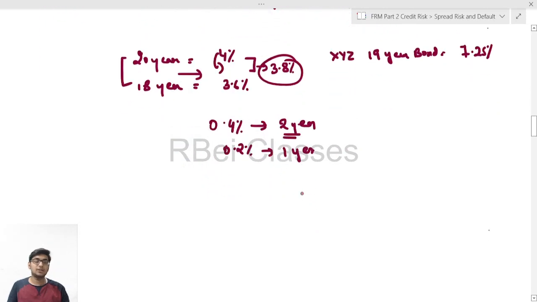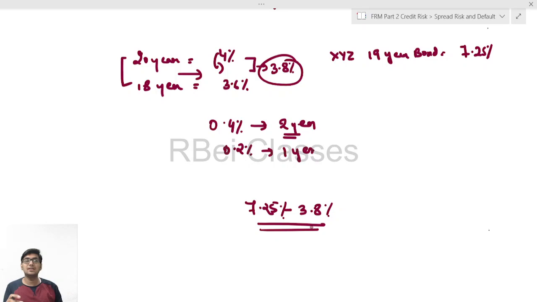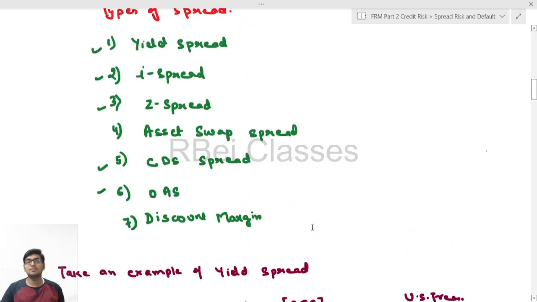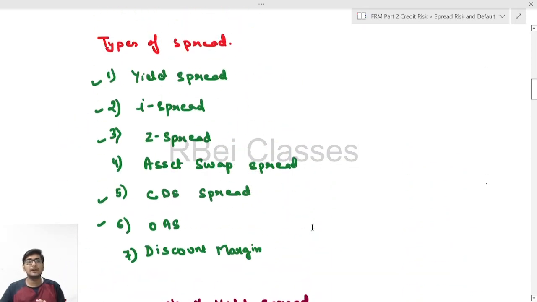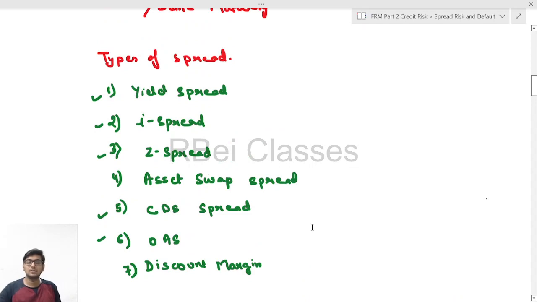In that case, what is the yield spread? 7.25 minus 3.8%. This is the spread of the 19-year XYZ bond. Clear? Similarly, we can calculate the Z spread and OAS, but trust me, the calculation of these spreads is not at all required.